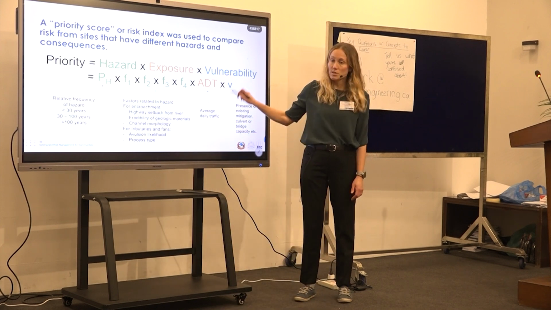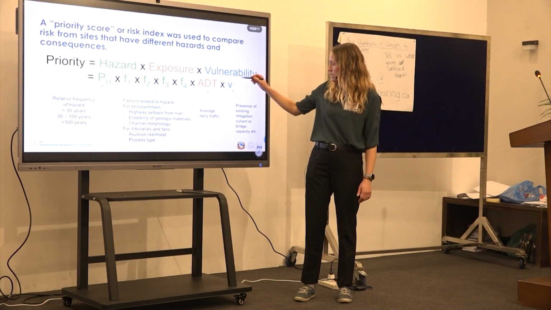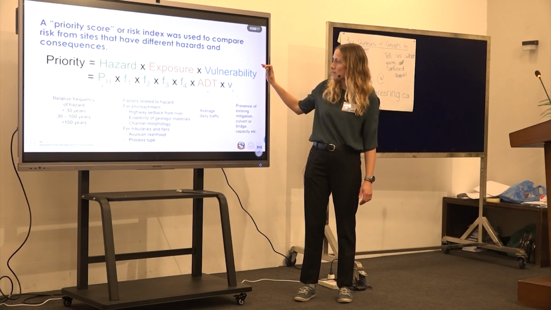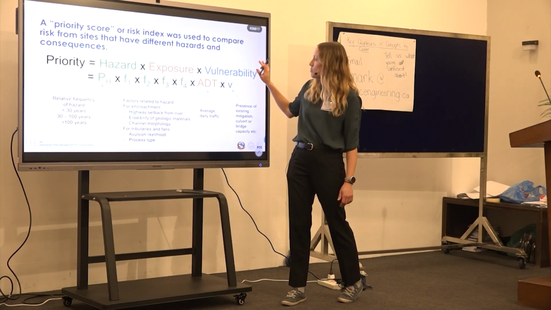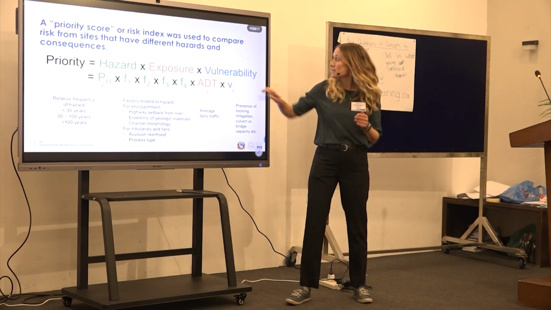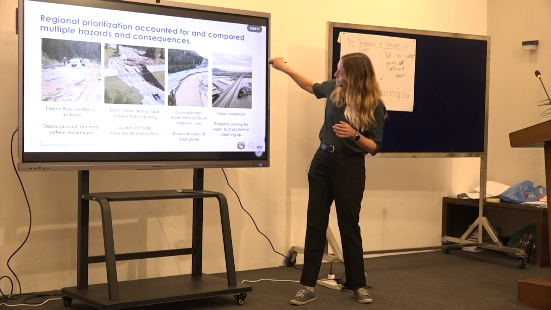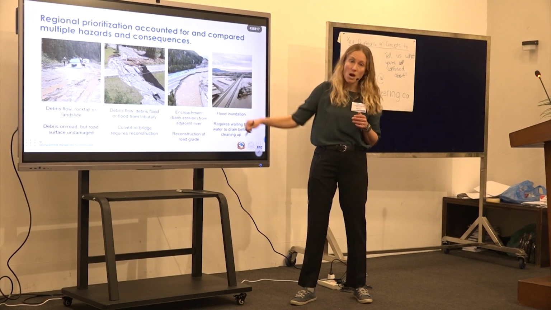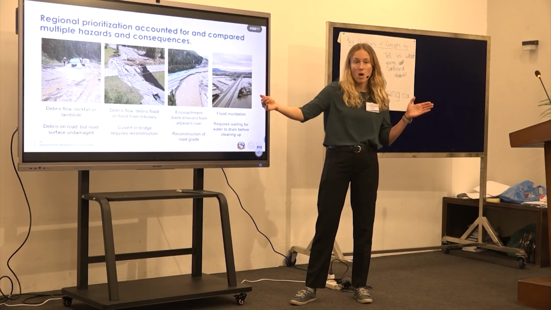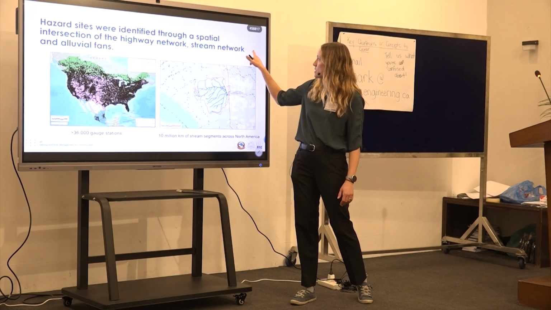We looked at the average daily traffic, and then there was a vulnerability term about existing mitigation. And all of these things together could be used to bring in the different hazard types, the different consequence types, and compare them all in a single scale for prioritization.